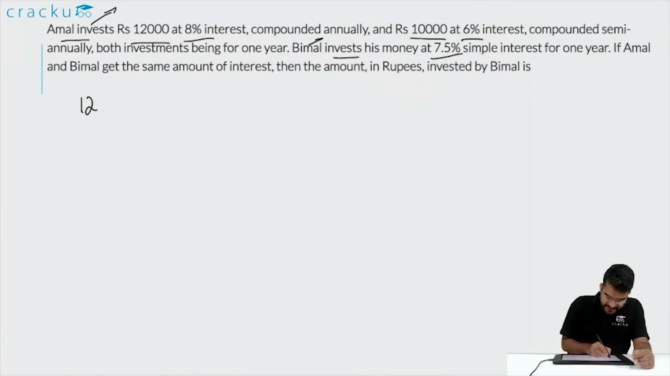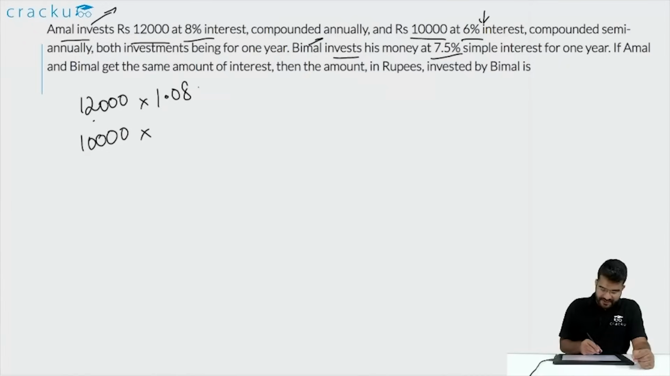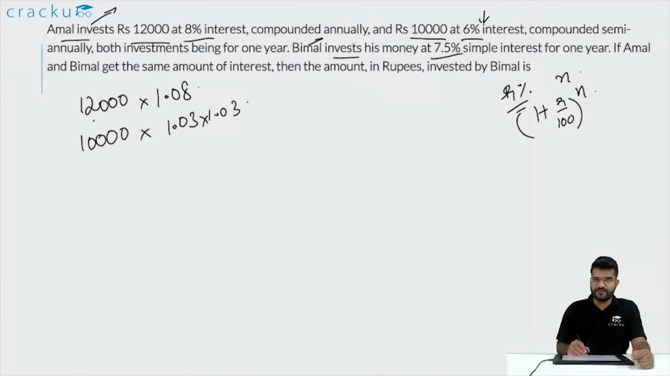For Amal, first it is 12,000 rupees for 1 year at 8% interest. So this is the amount the 12,000 becomes at the end of 1 year. Whereas the 10,000, because it is invested at 6% interest, compounded semi-annually, this will effectively become 3% interest for 2 years. So whenever somebody says that he has invested at r% for n years, the amount becomes 1 plus r by 100 to the power n. This is simple compound interest when the interest is compounded annually.